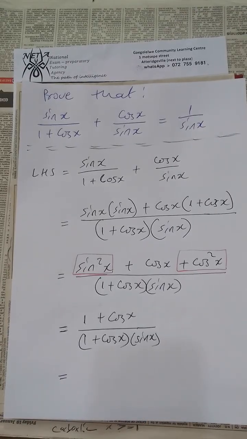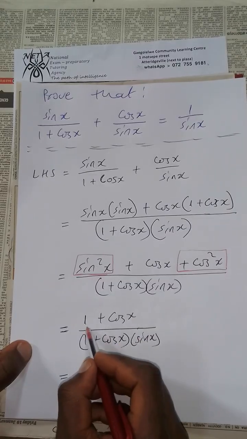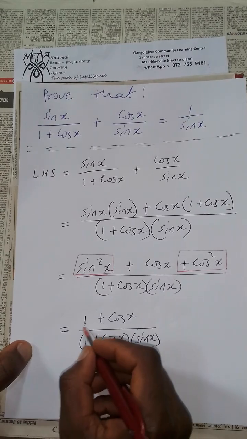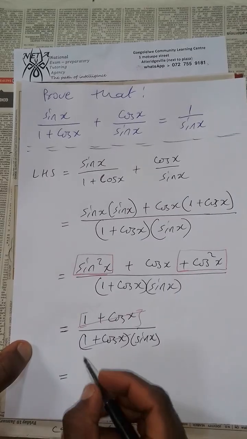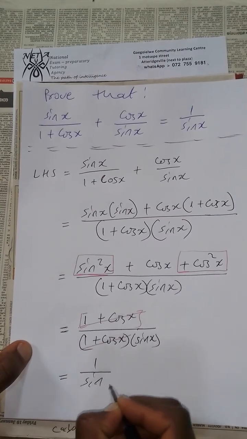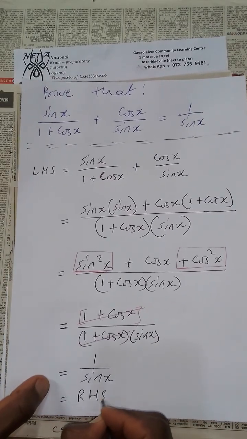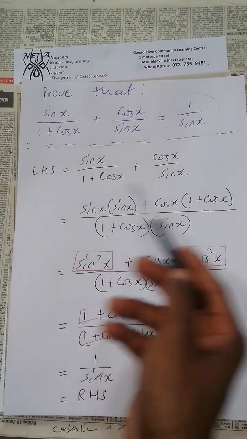Then there is another thing that you should notice. You can see that in the numerator you have 1 plus cos x. Even in the denominator you have 1 plus cos x. Then what you do is this will dissolve this. They will simplify each other, and then you will be left with 1 over sin x, which is equal to the right hand side. This is your right hand side. Now this is how simple and effortless it is when we apply the geniusness of solving the expression that has been given to us.